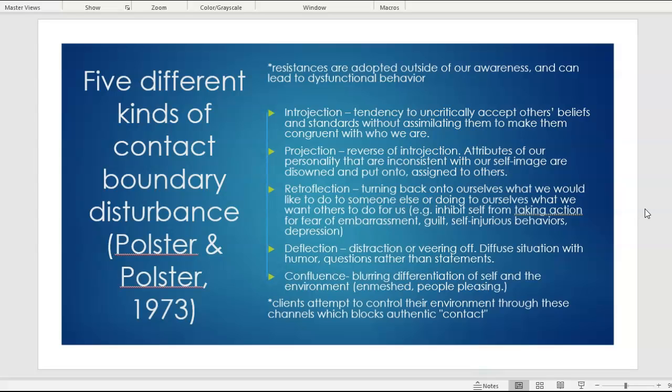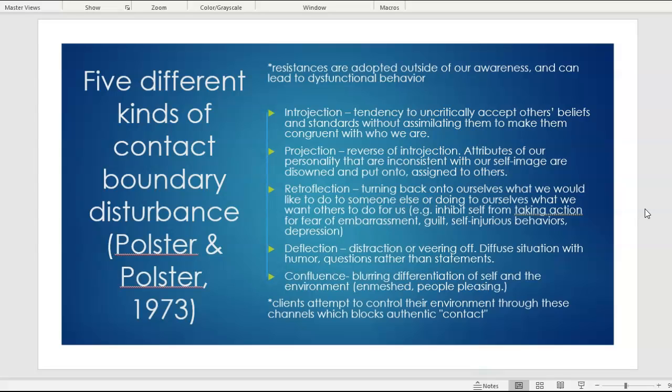Retroflexion: what we would like to do to someone, we turn inward. So self-injurious behavior, guilt, depression. These are things where we're harming self in some way. And that's very common, right? And it is impacting their life and their ability to live authentically.